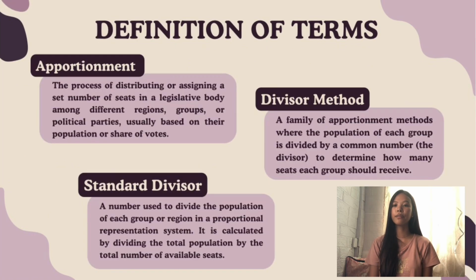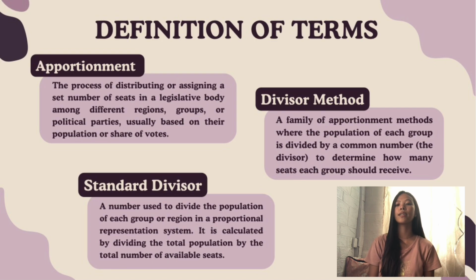So in the definition of terms, we have three examples to give. The first one is apportionment. It refers to how seats in a legislative body are allocated based on population data. The method ensures that the distribution of seats is proportional to the population sizes of different groups or regions.